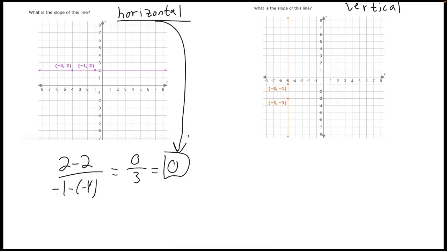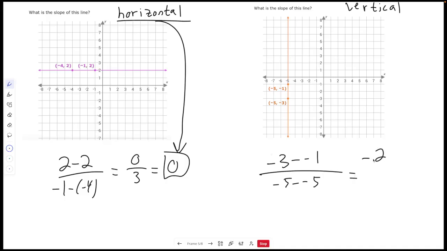For a vertical line, to do the slope formula, you would do -3 minus -1 over -5 minus -5. This gives me -2 over 0. And anything divided by 0, you can type this in a calculator, the answer is undefined. Okay? And so anytime you have a vertical graph, the answer is always undefined.